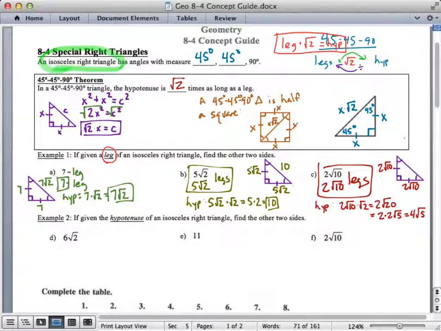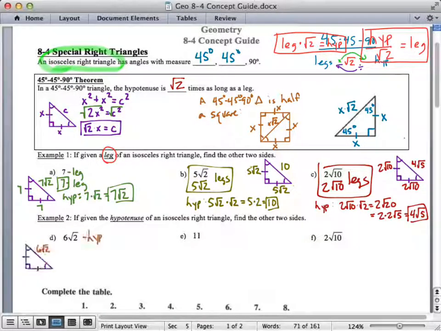That's basically it. The other example I'm going to give you: what if we're going the other direction? If we're starting at the hypotenuse, to go the other direction, the magic number is still the square root of 2, but we divide. We will divide by the square root of 2 instead of multiply. 6 square root of 2 divided by the square root of 2. The square root of 2's cancel out. We're left with 6, and we're done. That's both legs. Isn't that awesome?